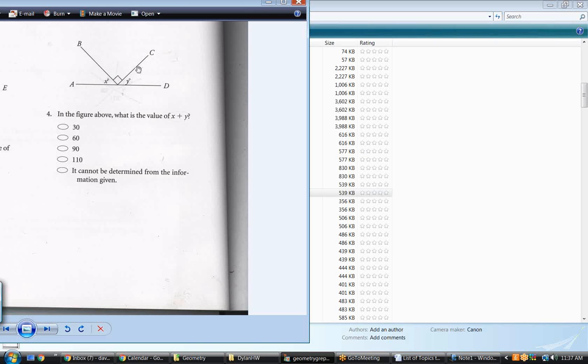If I tilt it to the right, if I want to rock it to the right, it's going to make y smaller and x bigger. So there's no way to know what x and y are. They're not necessarily equal. They don't say that they're equal anywhere. But what do we know about the sum of x plus this one plus y? It has to equal 180.